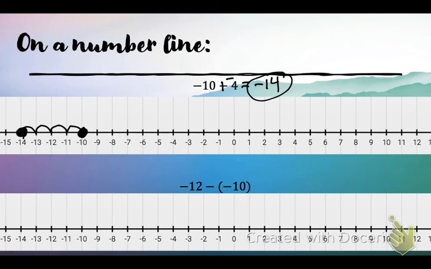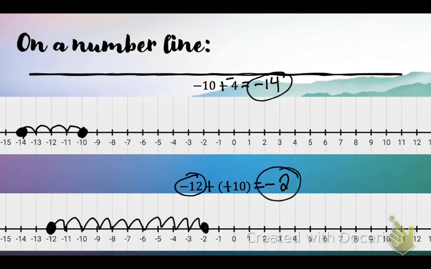This is the one that's probably the most confusing for people. So negative 12 is where we're going to start. Minus means we go to the left, but the negative tells me I do the opposite. So instead of going to the left, I'm going to go to the right 10. 1, 2, 3, 4, 5, 6, 7, 8, 9, 10. Okay. And if I were to add the opposite, I would have different signs, so I would subtract, and I would keep the sign of the larger number. So negative 2 would be my answer.